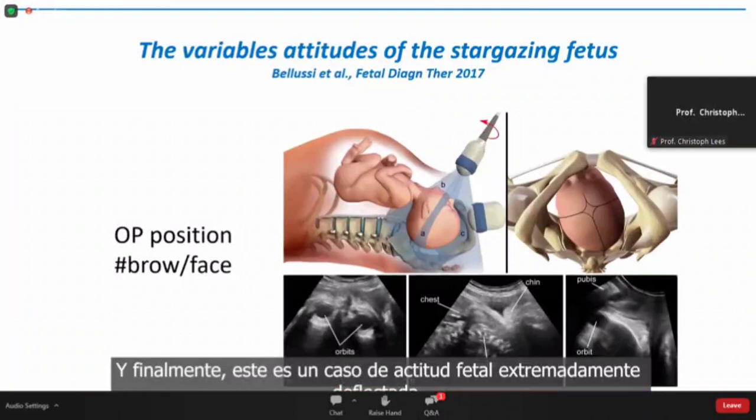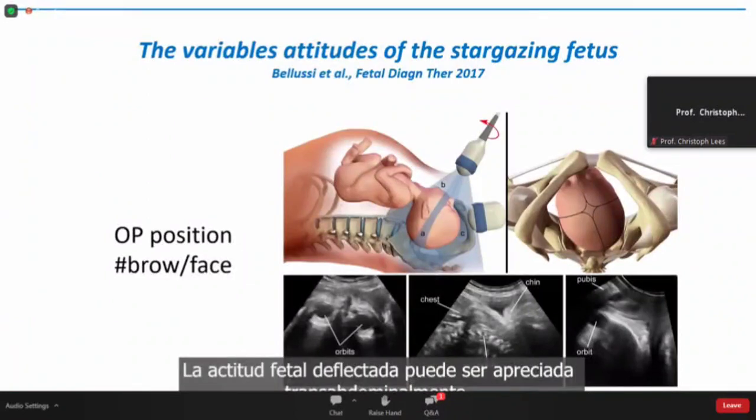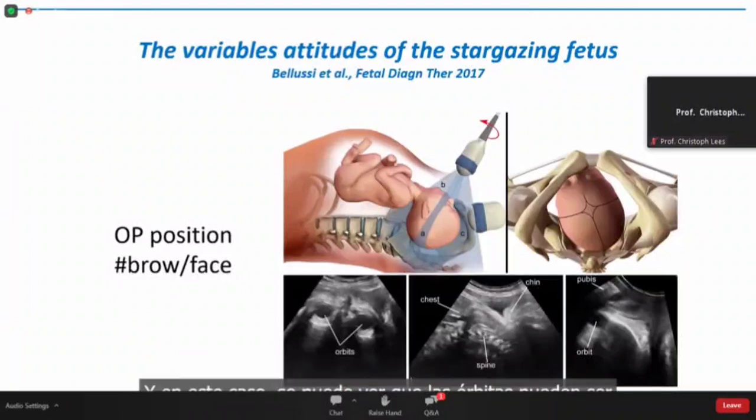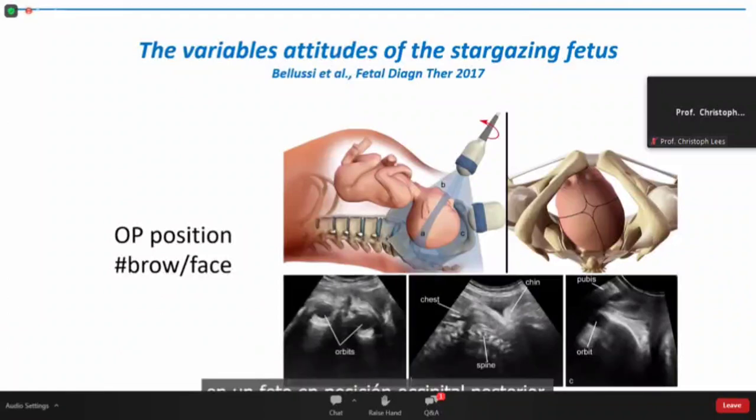And finally, this is a case of extremely deflexed fetal attitude in a fetus in occiput posterior position. The deflexed fetal attitude can be appreciated transabdominally, and in this case you can see that the orbit can be visualized by means of transperineal ultrasound. And these are the features of a case of brow to face presentation in a fetus in occiput posterior position.